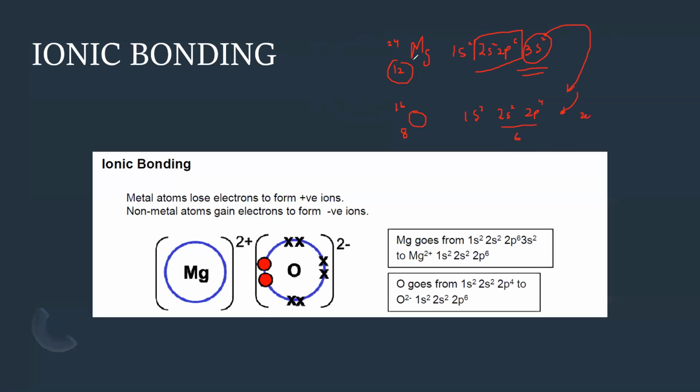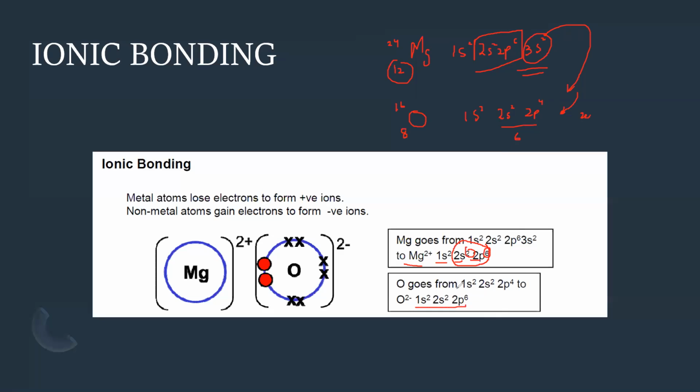So what will be the configuration of this magnesium after loss of electrons? Because the last shell electrons are removed, it will be 1s2, 2s2, 2p6. So the total number of electrons in the second shell is 2 in the s orbital and 6 in the p orbital. So the total will be 8, which increases the stability and makes it inert or unreactive. In the same way, oxygen was originally 1s2, 2s2, 2p4, but it took 2 extra electrons from magnesium. So it will be 1s2, 2s2, 2p6.